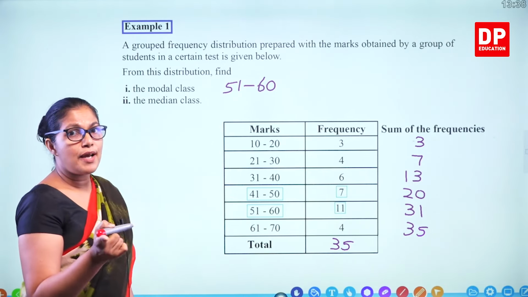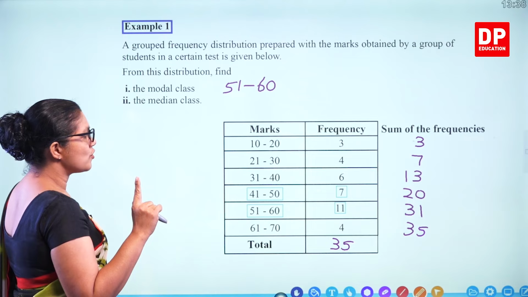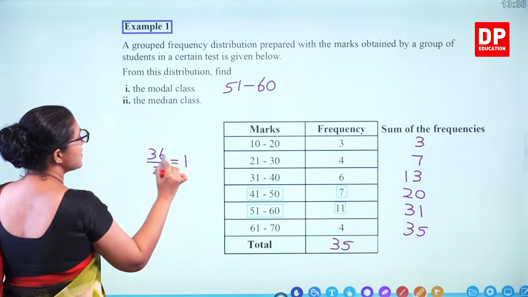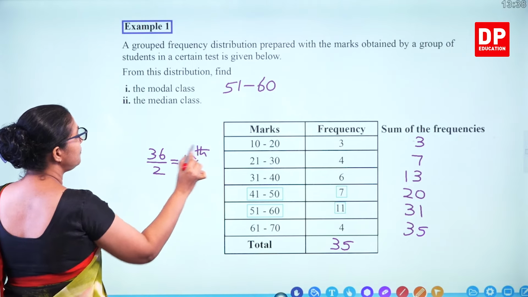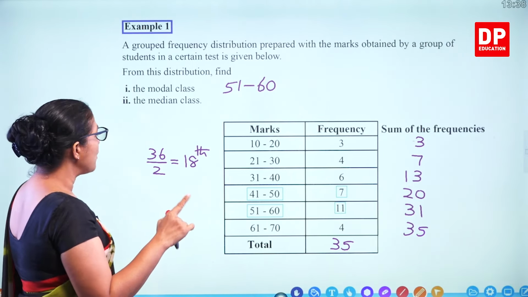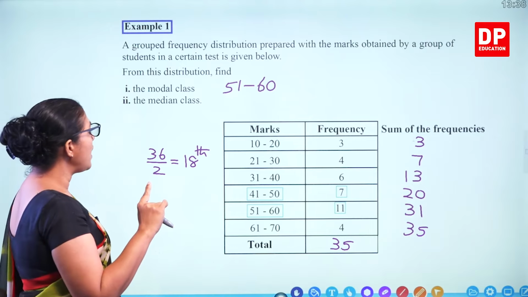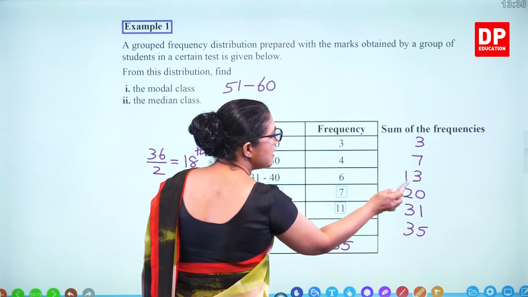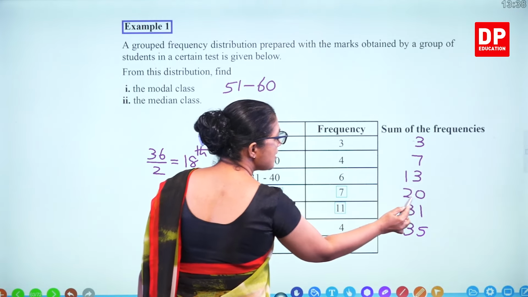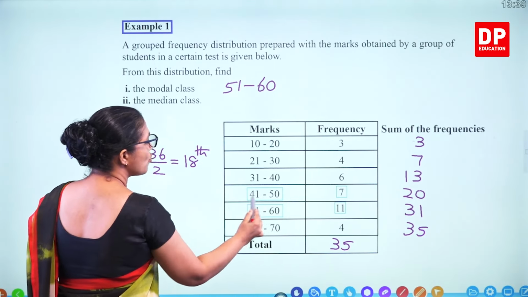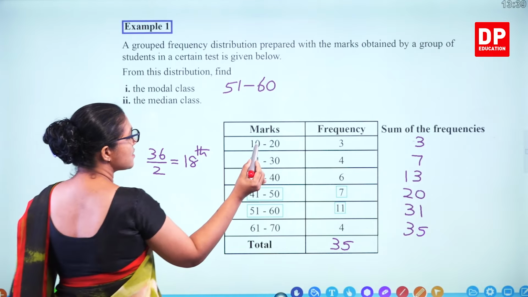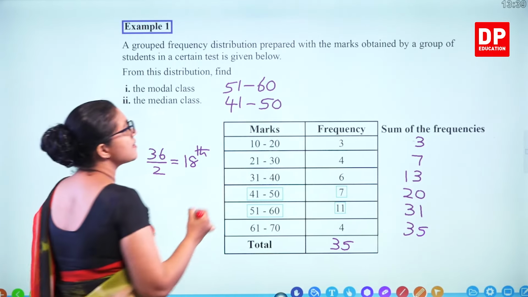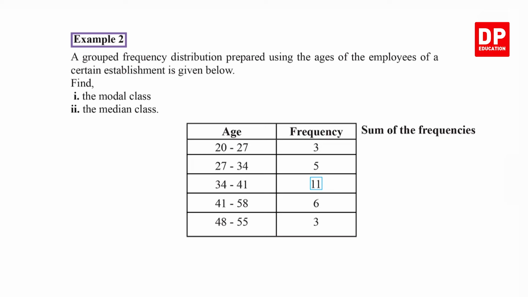Now, odd number, so you get one middle number. So 36 divided by 2, that means 18th one. So you have to add 1. That's 36 divided by 2, 18th one. So where you get 18th one? After 13, so you get 14th, 15th, 16th up to 20th is this one. So that's the median class, 41 to 50.